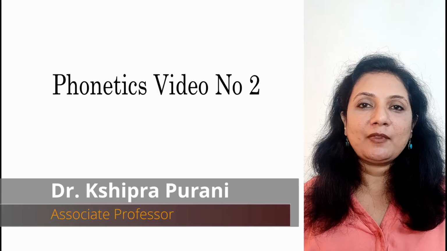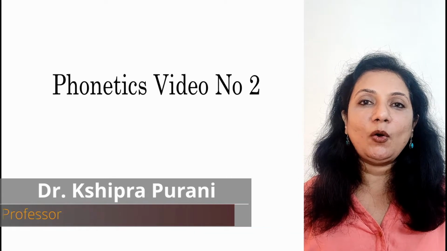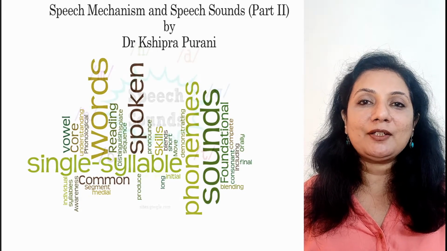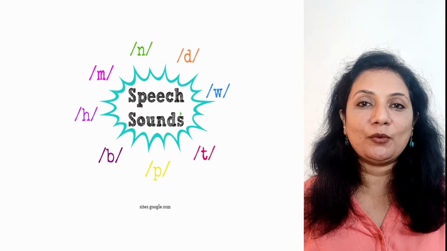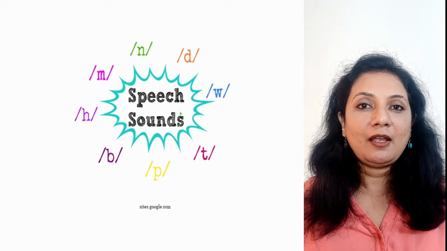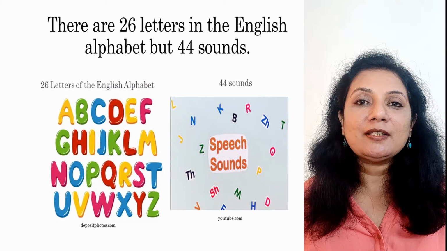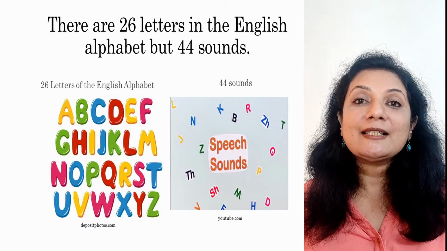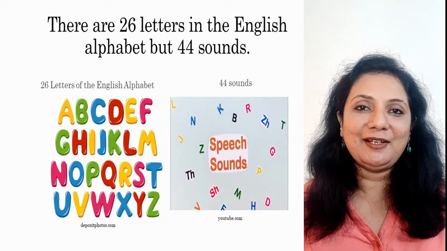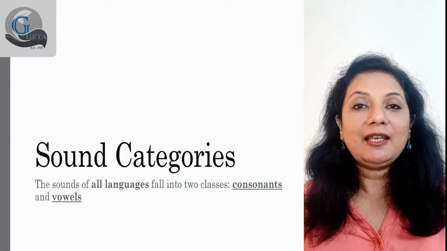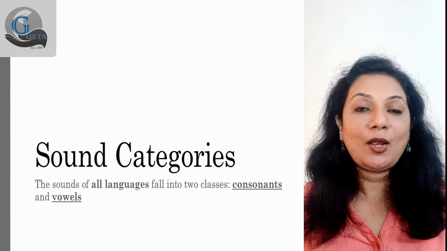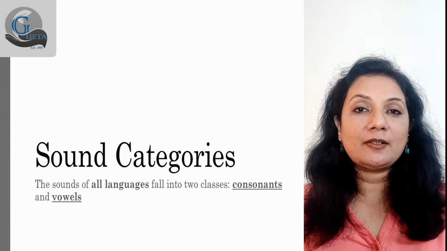Hello everyone. In the second part of the series on phonetics and spoken English, we are now going to have a look at the consonant and the vowel sounds of the English language. As you all know, there are 26 letters of the alphabet in English, but there are 44 sounds of pronunciation in English. And in any language, the sounds are divided into two categories, consonants and vowels.